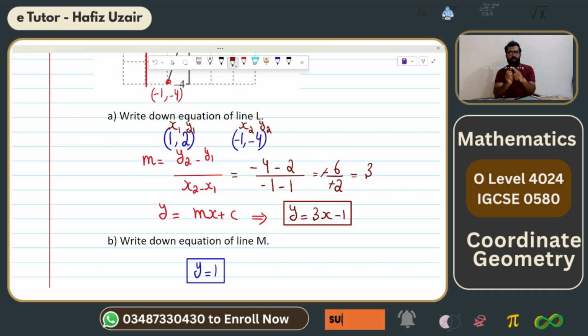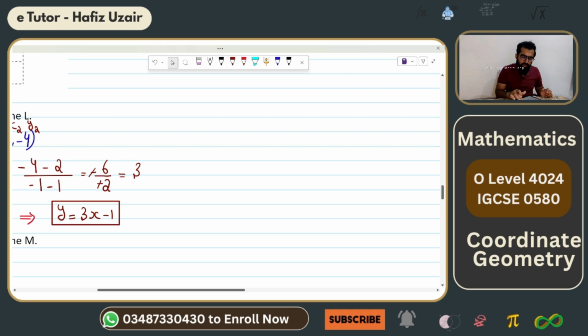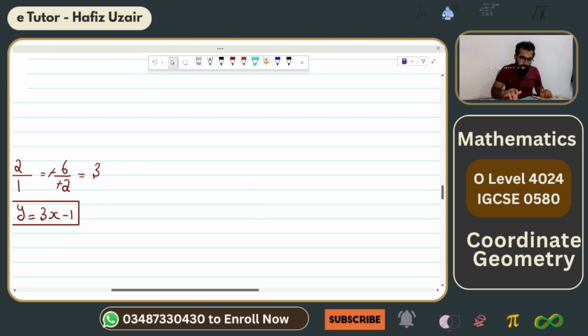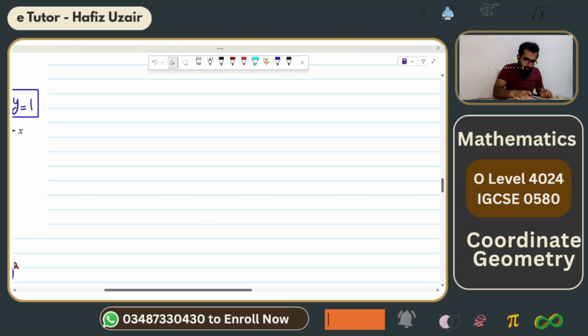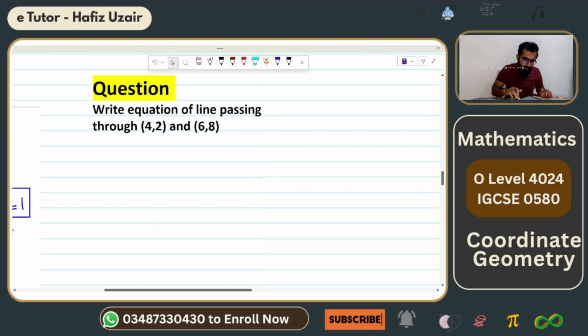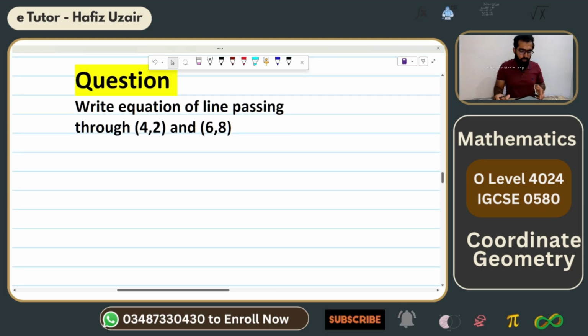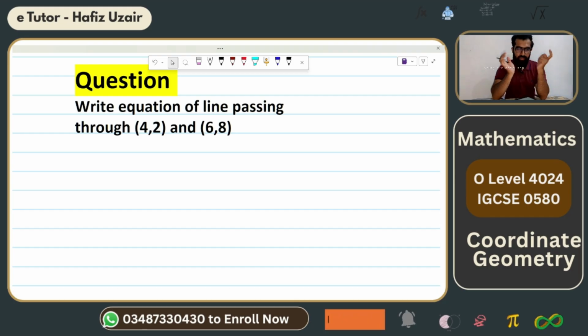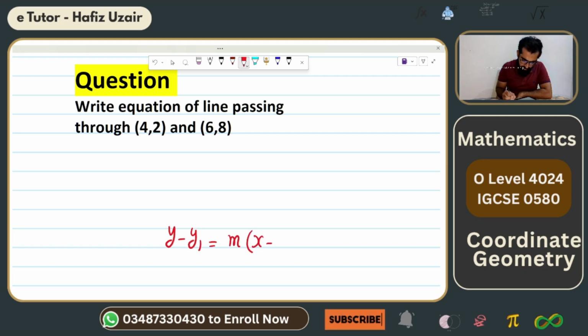Now we have discussed horizontal line, vertical line, and sloping line. Okay, now let's discuss this question. Write down the equation of the line passing through (4, 2) and (6, 8). In this case, the graph and the y-intercept are not given. So you will be using point slope form. Let me write this point slope form over here: y - y1 = m(x - x1).